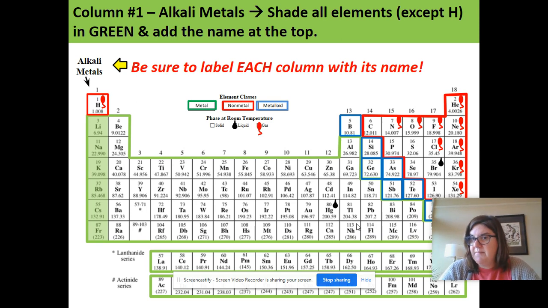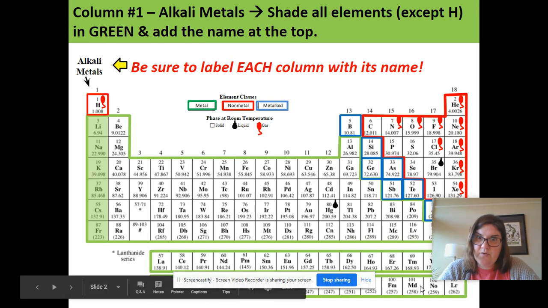All right, so I'm going to stop this here. Hopefully it wasn't too long. Go ahead and take the learn check that says groups and periods, and I'll see you in a couple minutes. The last thing we're going to talk about today is metals, nonmetals, and metalloids.